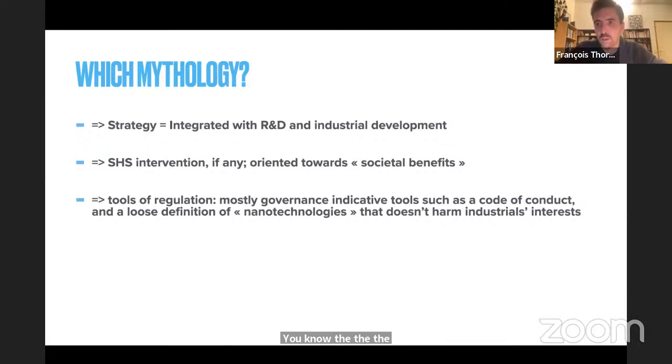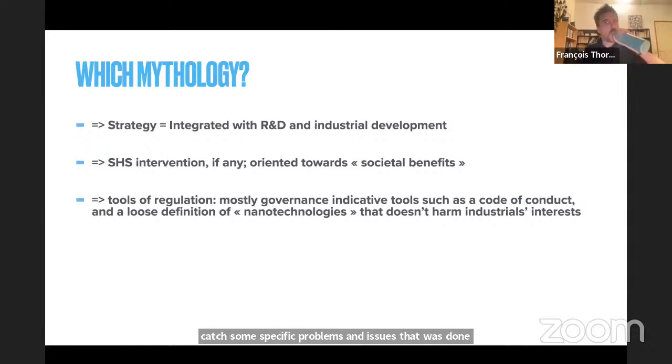And I know because Brice Laurent from Mines Paris was following very closely the elaboration of this definition, and it was made in such a way that it would be too large a scope to actually catch some specific problems and issues tied with nanotechnologies development.